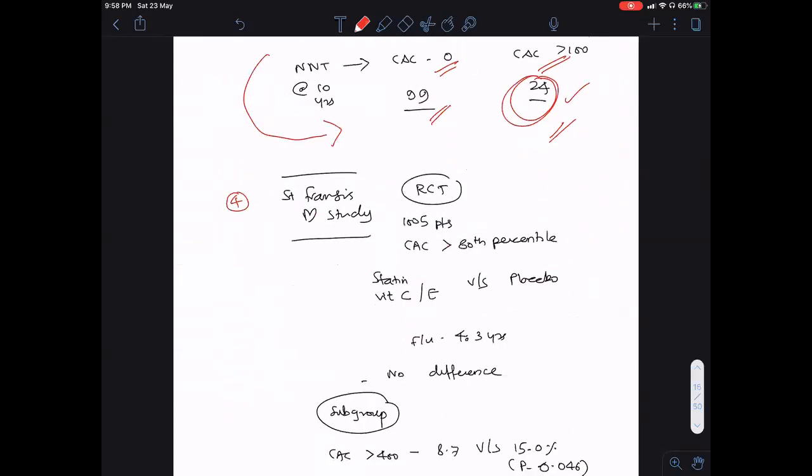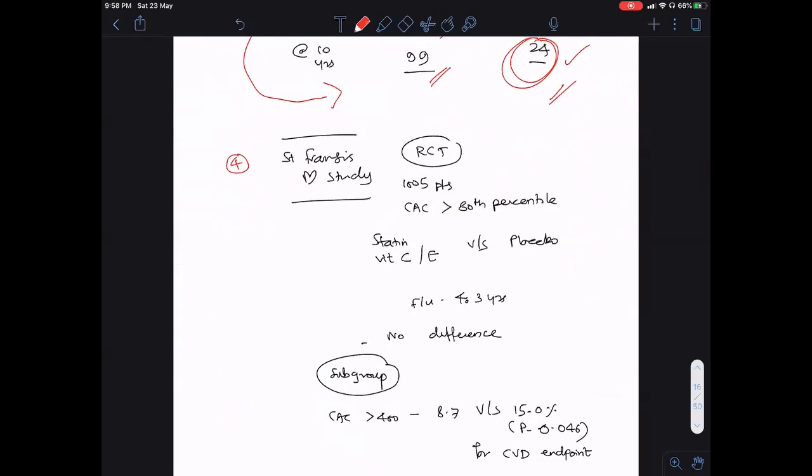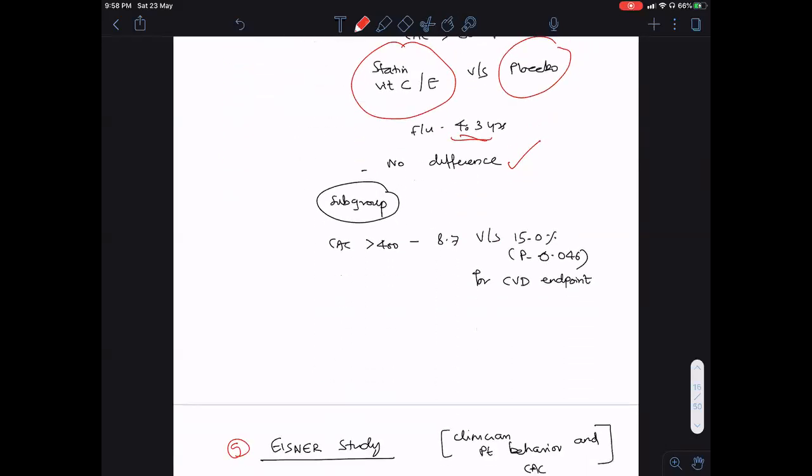A lot of other studies, this was a prospective study, the St. Francis Heart Study, looked at patients. They gave a cocktail of statin, vitamin C, and E versus placebo. At 4 years, there was no difference. But when they did a subgroup analysis, specifically looking at patients whose CAC was more than 400, it was found that there was a significant p-value for CV outcome.